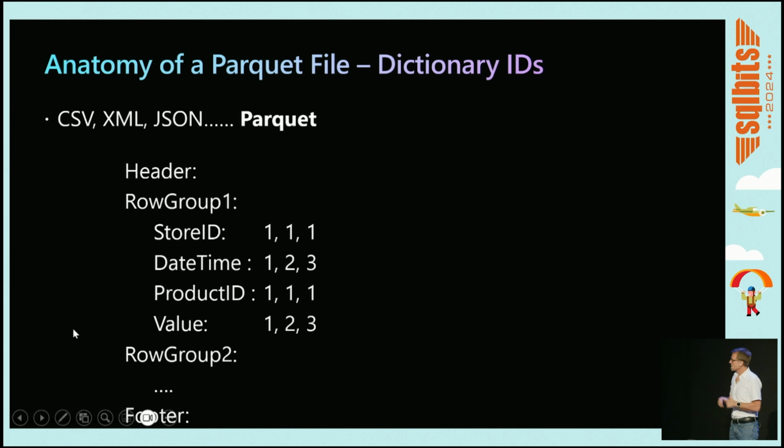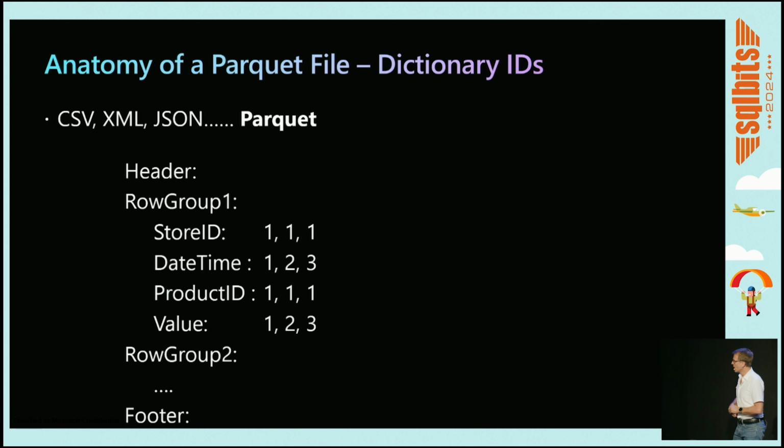Awesome. So every single row group has its own local dictionary. So apple might have a value of 1, banana might be 2, cherry might be 3. Unfortunately, the next row group might be different. Apple might have an ID of 2, banana might be 1, and cherry might be 3 in this case.